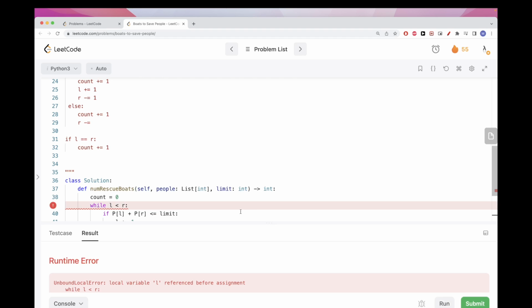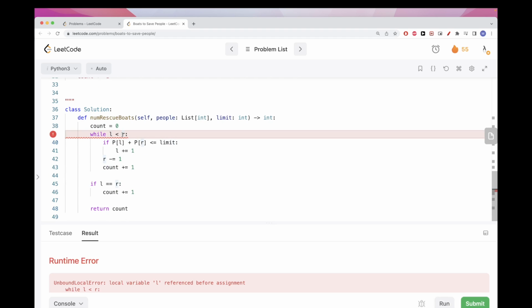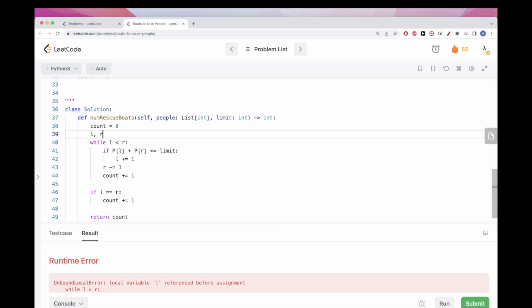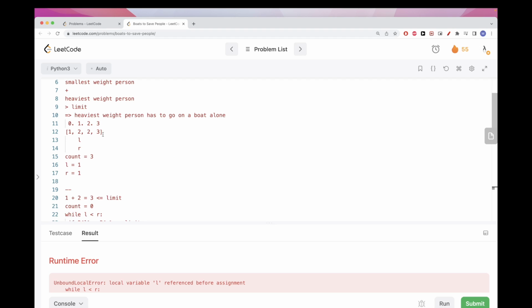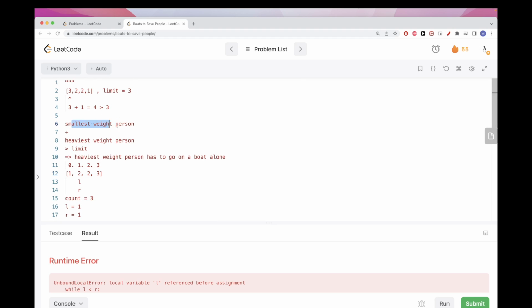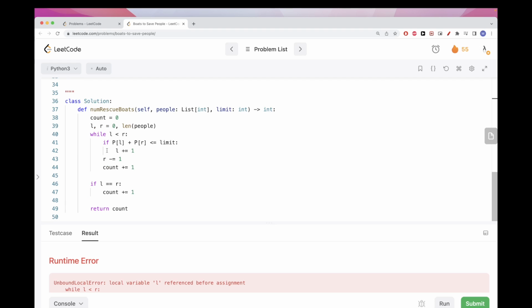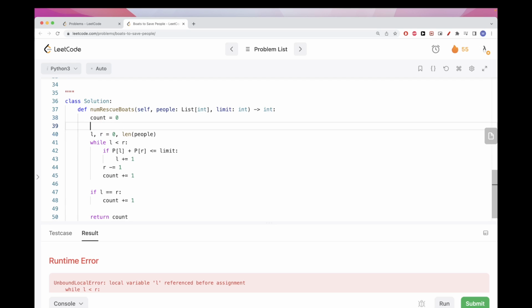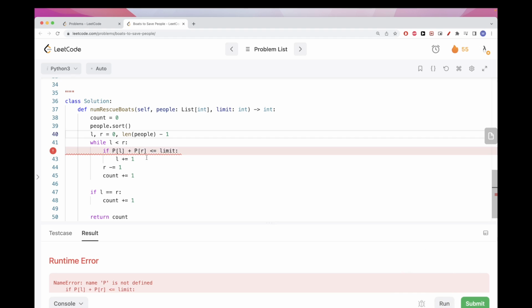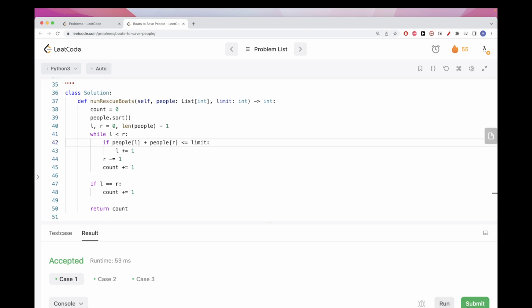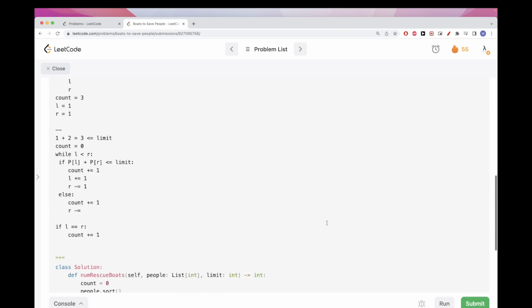Okay, so now let's run this. Sorry, yeah, looks good. We just need to initialize them. So left starts out as 0, and right is the length of people, but we also need to sort, right? Otherwise we can't guarantee that the left one is the smallest weight and the right one is the heaviest weight. So we need to sort the people array first, people.sort, and since right is the last position, it's actually the length minus 1. This is actually people instead of p. P was just a simplification. If we run this, looks good, let's submit. And this passes our test cases.